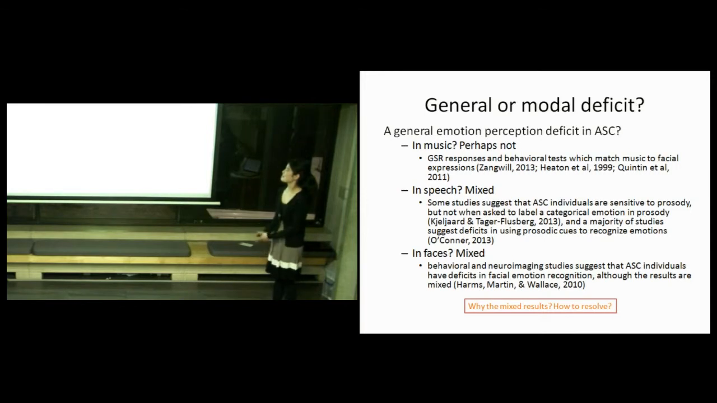And so what has the literature shown? The literature in music says that it seems like ASC individuals and TD, which is typically developing individuals, tend to have very similar responses to music when measuring their galvanic skin responses.